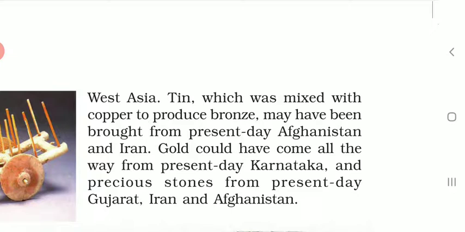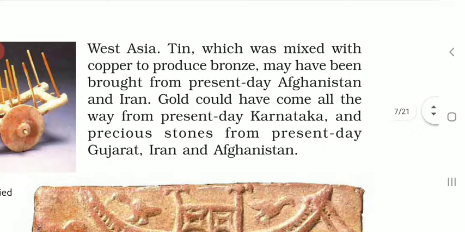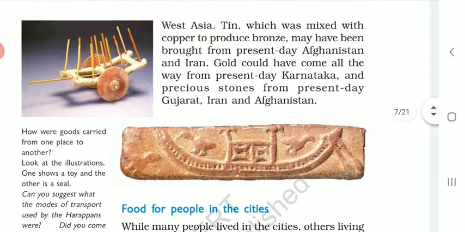So tin was brought in the ancient time from Afghanistan as well as Iran. Gold could have come all the way from present day Karnataka. You know very well Karnataka is one of the very important states in our country. So the gold mines are there. You would have seen or heard about the movie KGF. This KGF is based on some of the mines in Karnataka. And precious stones were brought from Gujarat, Iran, and Afghanistan.